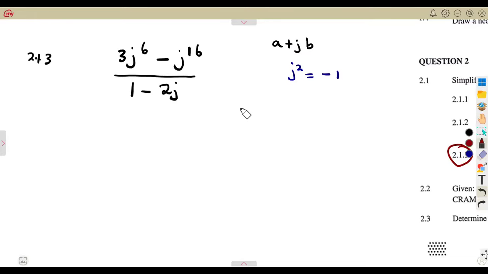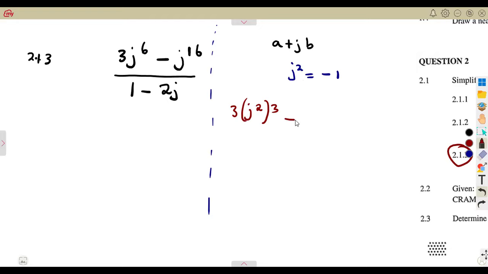Remember j squared is minus 1. So you're going to try to write j to the exponent of 6 in terms of j squared. So this was going to be 3 times j squared. How can we obtain a 6 from j squared? Is it possible to obtain a 6? Yes, we have to raise this to the exponent of 3. Simply 6 divided by 2, that's a 3. We are just trying to rewrite this in terms of j squared.